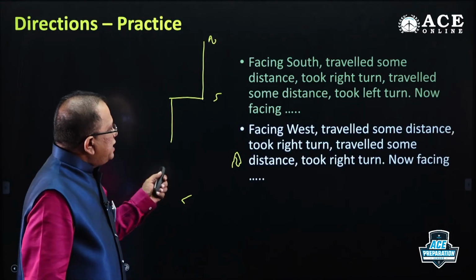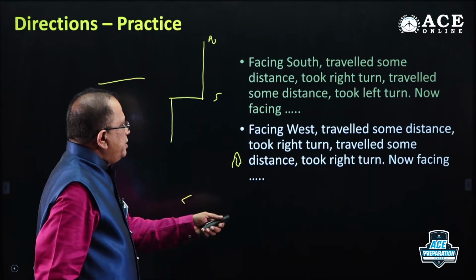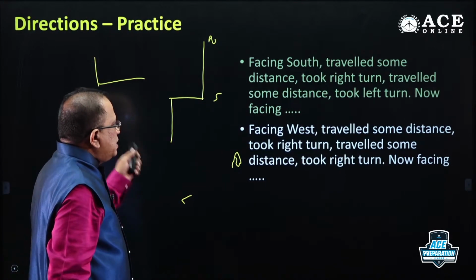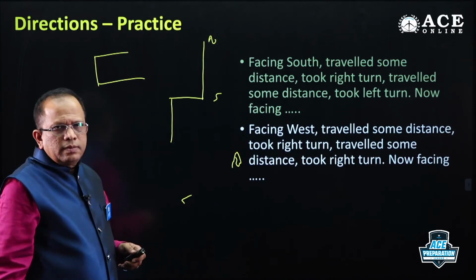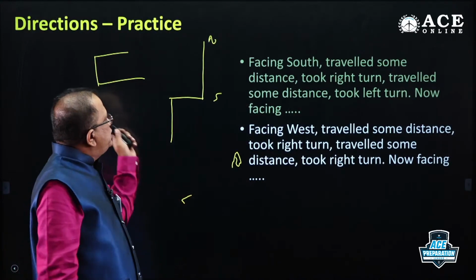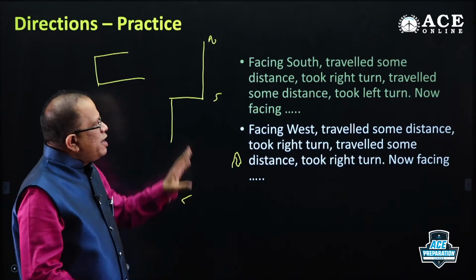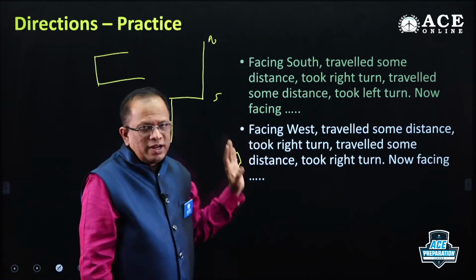Next one, facing west, then traveled some distance, took right turn, then traveled some distance, took right turn. Now he is facing what? East direction. Now observe carefully here. In the previous example there was only one turn, now there are two turns.